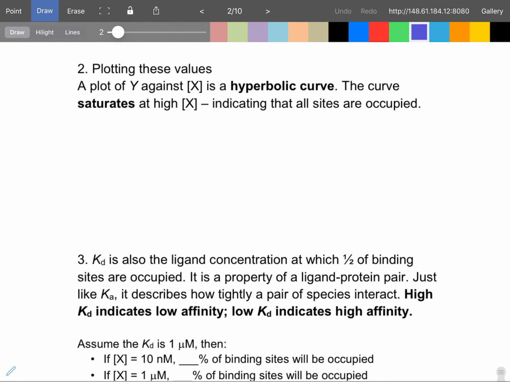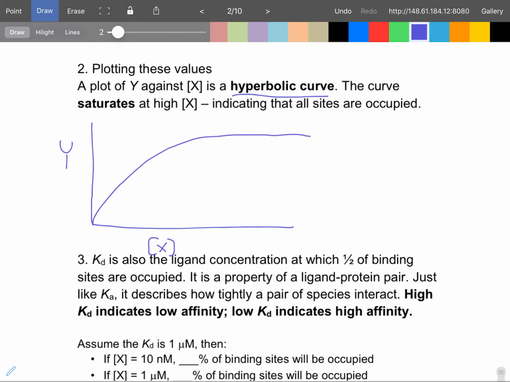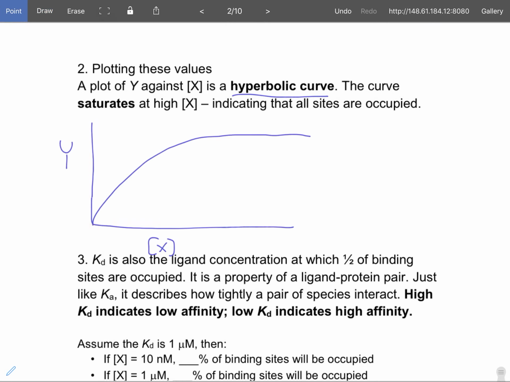So let's look at a plot of these values, where we're going to look at this fractional occupancy as a function of the ligand concentration, X. This is going to yield a hyperbolic curve, and it's going to saturate at high ligand concentration. It's going to look like this. We're going to see a curve like this a lot in this class. It should make sense that at low ligand concentrations, we're not going to have a lot of proteins that have a ligand bound to them. In fact, at 0, it should be 0.